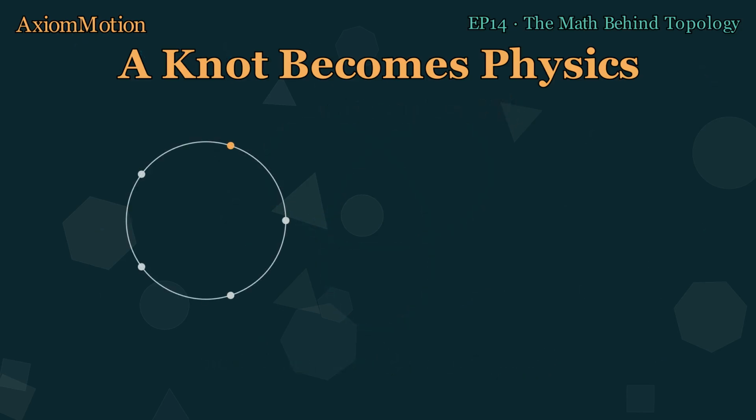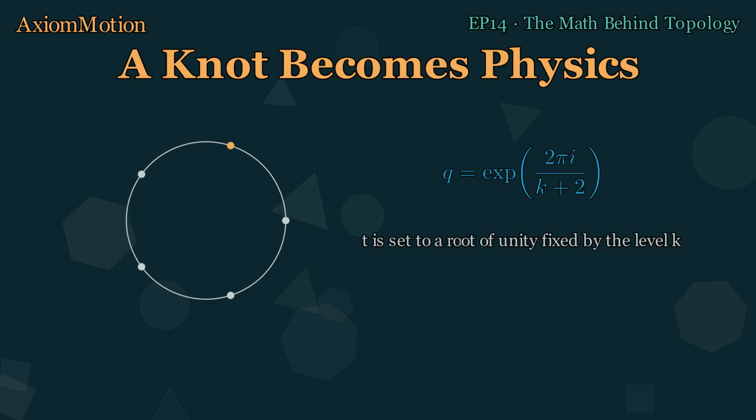The theory has a single dial, an integer called the level. It picks out one special number on the unit circle, a root of unity, and that is exactly where the Jones polynomial is read off. Set the level to 3, and that number is the 5th root of unity. Hold on to that. It is the doorway to the quantum machines.